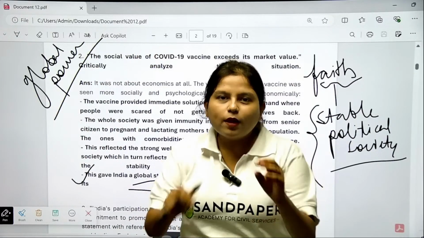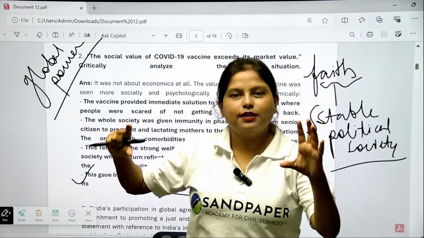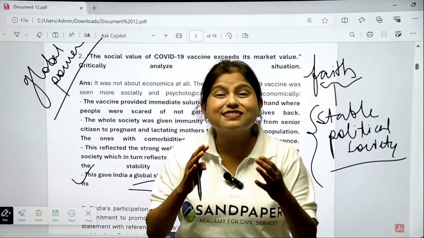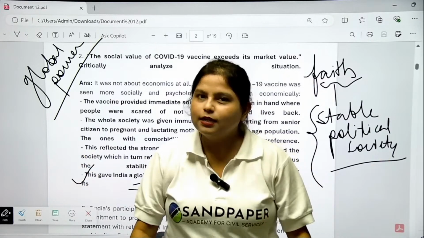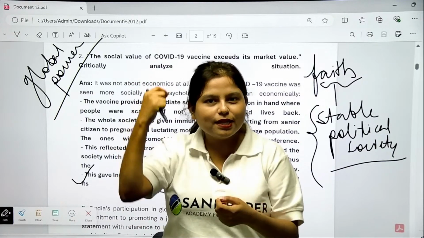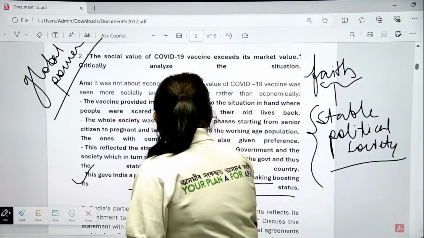So one of the very special category of countries who could provide a solution to the COVID-19 scare that was going around the world. Is it not a feather in the cap of India? Feather in the cap means get a prize, get a medal. So what did it do? It boosted the Vishwaguru status.